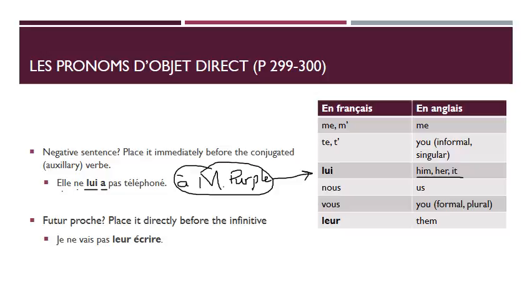Now, if it's futur proche, we're going to place our pronom directly before the infinitive. So we're going to change it up a little bit if it's negative and futur proche. Like I said, not a big deal, but just so you know, if you ever see it, je ne vais pas le écrire. So she never wrote them, or she's not going to write to them. We don't know why, but I'm not going to write to them.